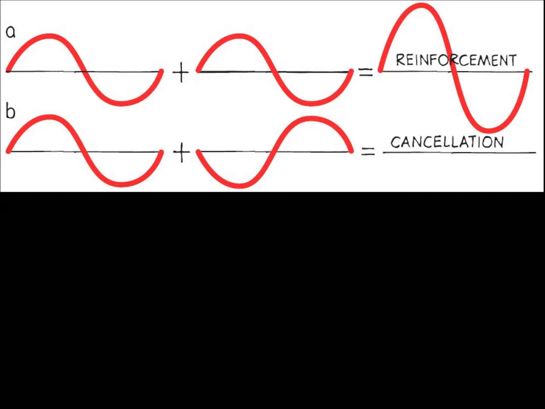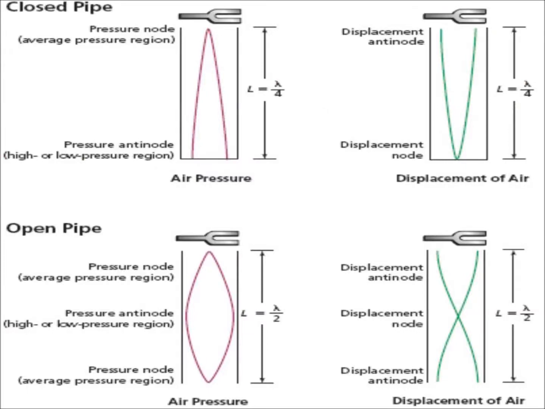Here's something very simple, reinforcement. Scenario A would be constructive interference, and B would be destructive interference. So reinforcement is another way of saying constructive interference, and the cancellation, such as noise-canceling headphones, would be B, destructive interference.